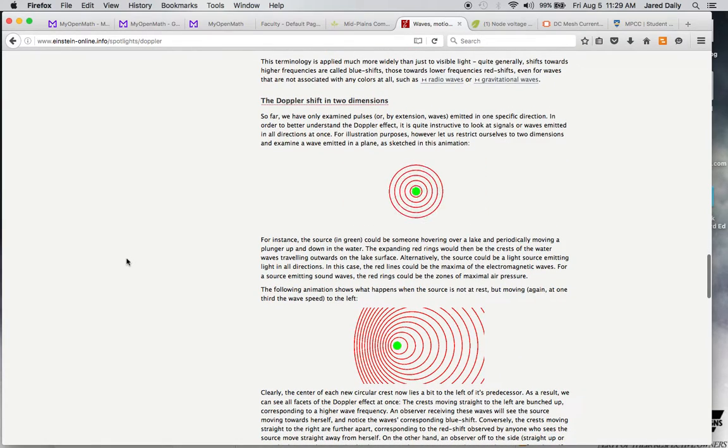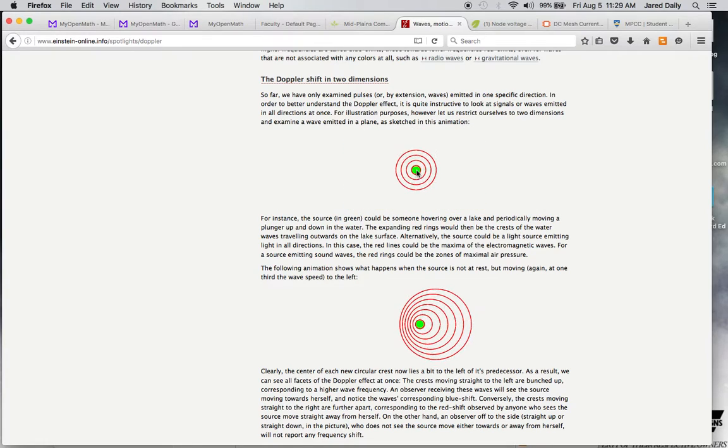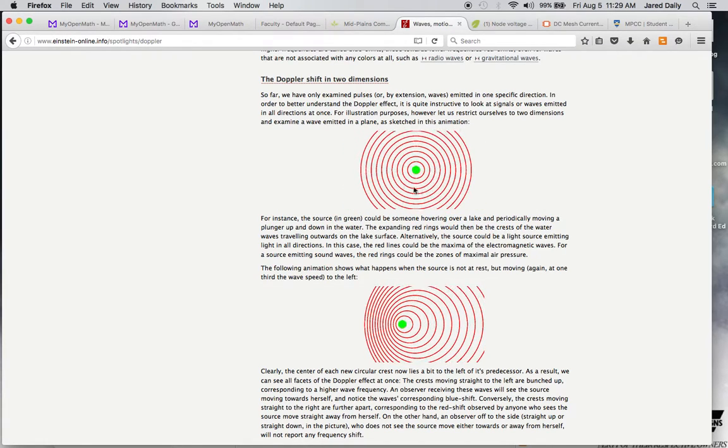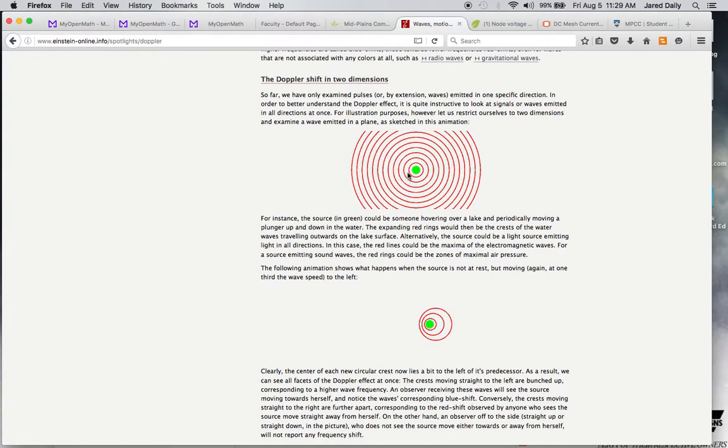Here's a better one. So here is a sound source, and we can't hear it, but the red circles coming out from the source represent the peaks of the sound waves, or the high pressure points of the sound waves. And the source is, of course, the green dot.